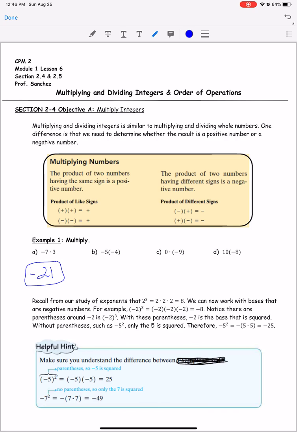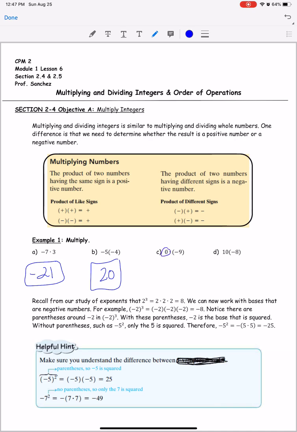Okay, so on B, we've got negative 5 times a negative 4. So 5 times 4 is 20. Now figure out, is it positive or negative? Do you have same signs or different signs? You have same signs, and same signs are always positive. So my answer here is positive 20.